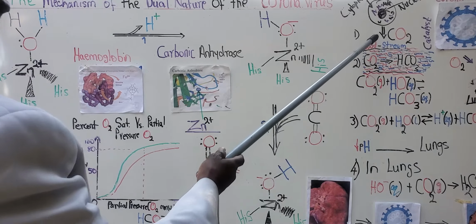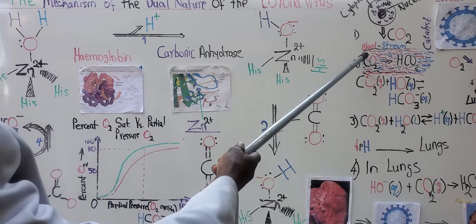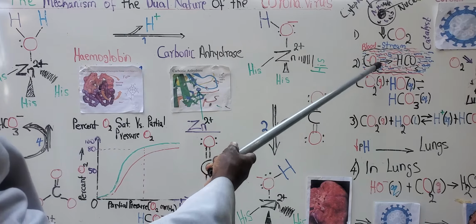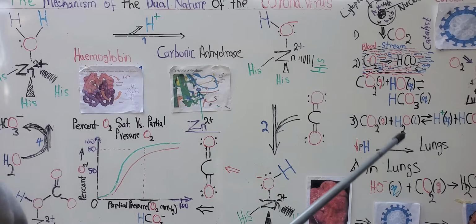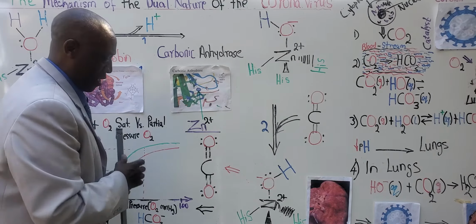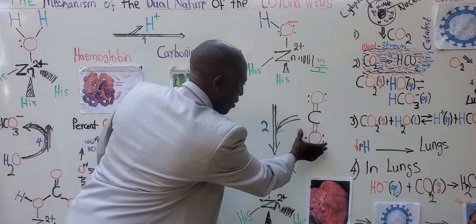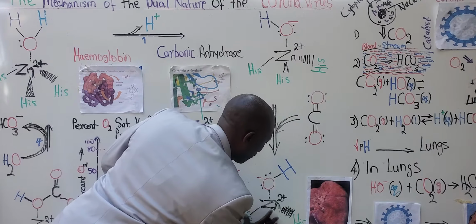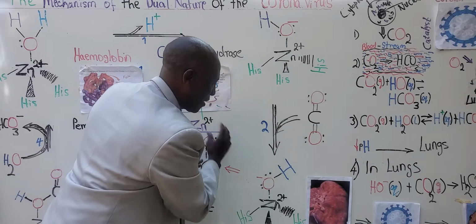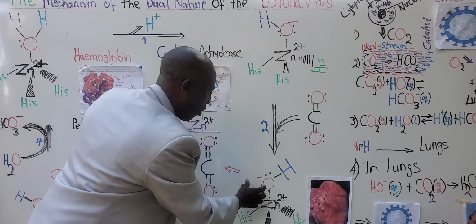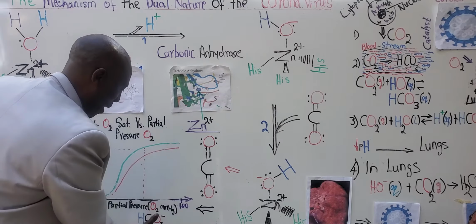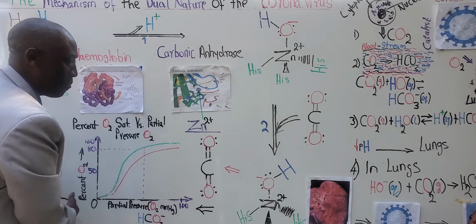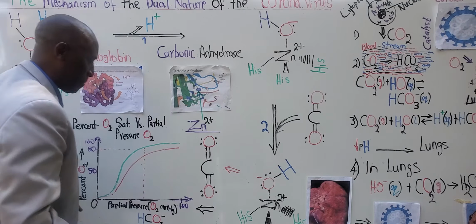In the tissues, carbon dioxide is produced, but carbon dioxide is not soluble in water. Carbon dioxide is converted to bicarbonate, and then it can be removed from the lungs. It happens like this. Carbon dioxide binds to the active site of carbonic anhydrase, and then the hydroxide attacks carbon dioxide to produce bicarbonate. The bicarbonate takes a proton from the medium to produce carbonic acid.